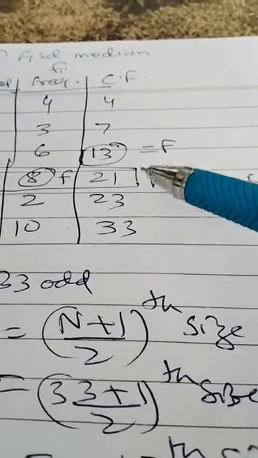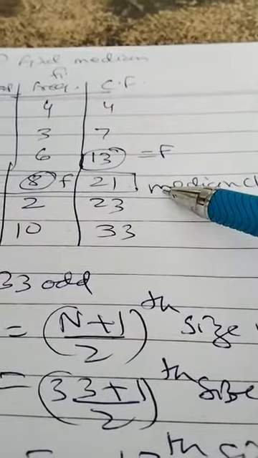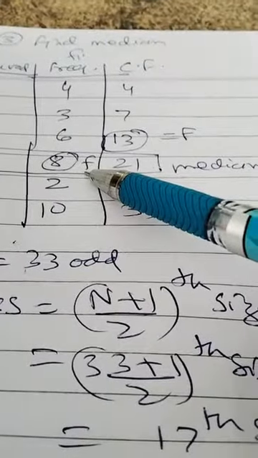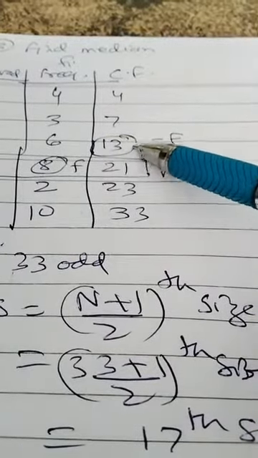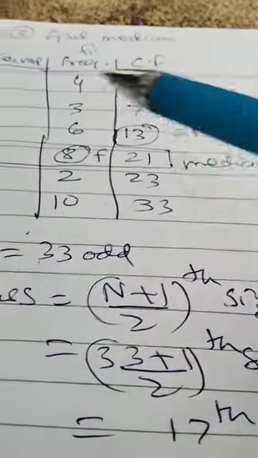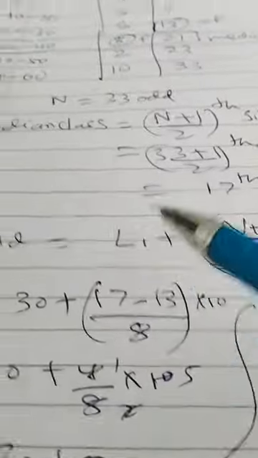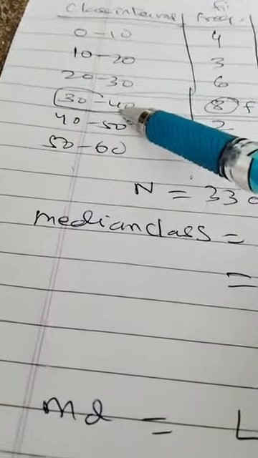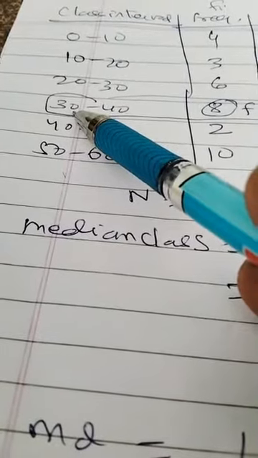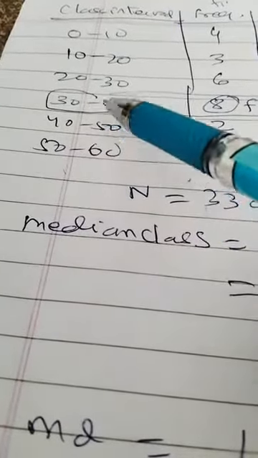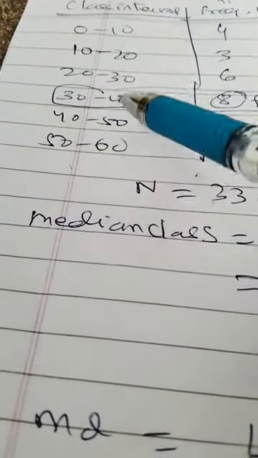I repeat again: capital F is the cumulative frequency just preceding the median class, and small f is the frequency of the median class. Now we put in all these values. L1 is the lower limit of the median class, L2 is the upper limit of the median class. L2 minus L1 is the class interval length, represented by h. It will be L2 minus L1, where L1 is the lower limit and L2 is the upper limit.